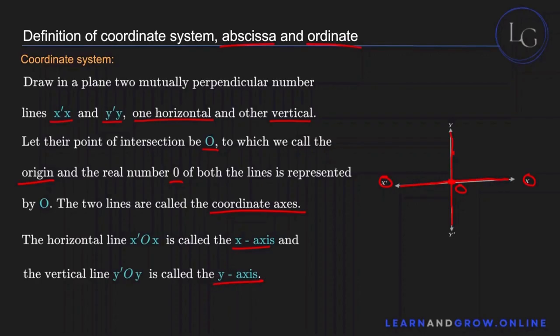What this means for simple remembering is that this vertical line is called the y-axis, this horizontal line is called the x-axis, the intersection point is called O, and if you take these two as number lines, this O is the starting point. And this line over here is the positive x-axis, this line over here is the negative x-axis, hence the name x prime. This vertical line over here is called the positive y-axis, and this vertical line that goes down is the negative y-axis, hence it's called y prime. Okay, this is basically it, and both of these lines are called the coordinate axis.